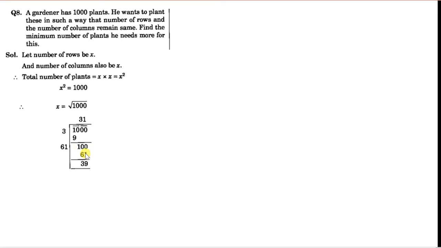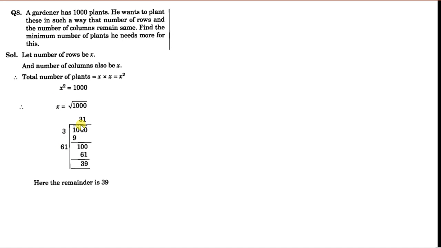So we have to find a number so that when it is written here and is multiplied with the same number, you get a number less than 100. So it will be 1. So in the quotient also you have to write down 1 and then 61 times 1 is 61. The remainder is 39. Now it shows that this 1000 is greater than the square of 31.